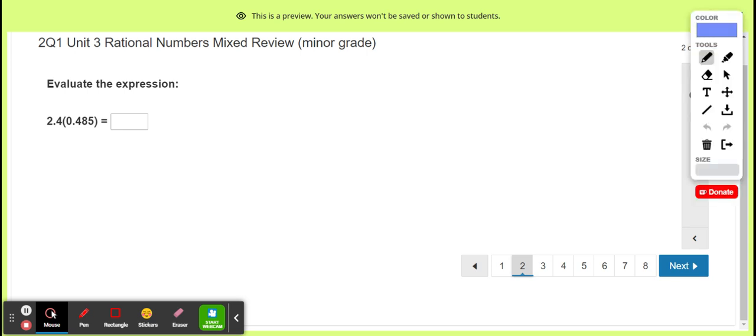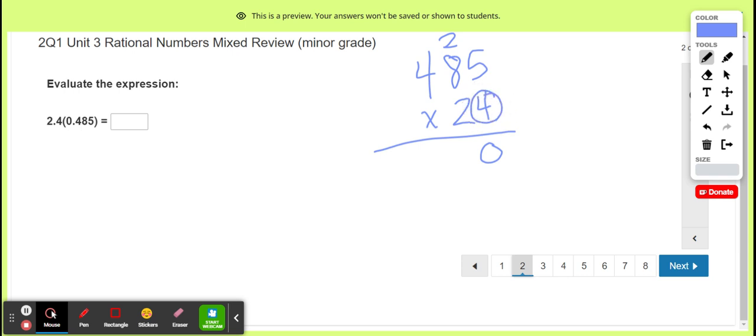Number 2 is multiplying decimals times decimals. You got 485 times 24. 4 times 5 is 20. 4 times 8 is 32, plus 2 is 34. And 4 times 4 is 16, plus 3, which is going to give us 19. When you're done multiplying the 4 spot, where the 4 is in the 1 spot, you cross it out. And now we're going to move to the 2.